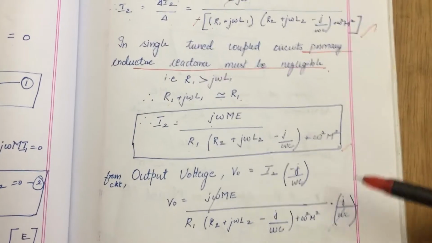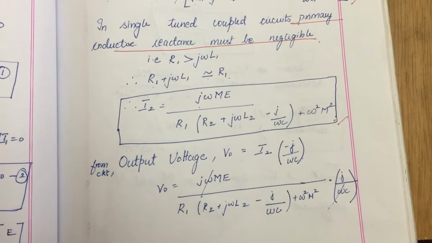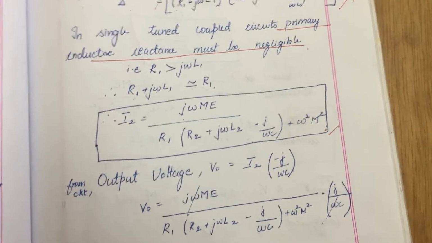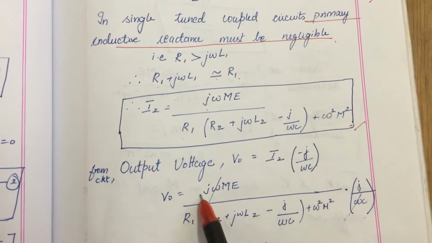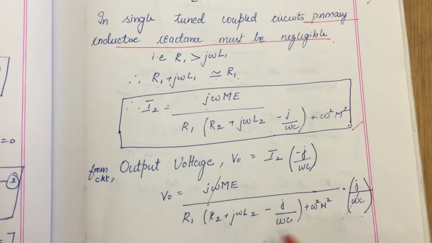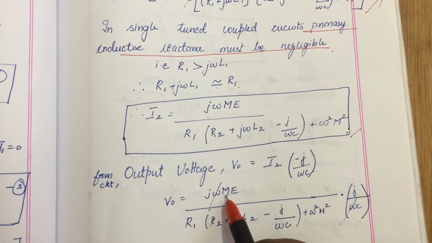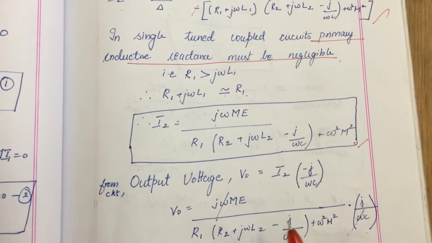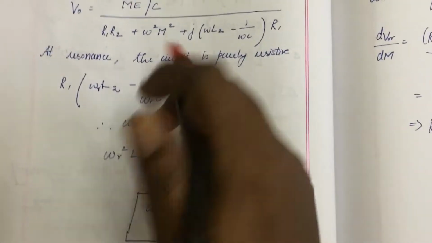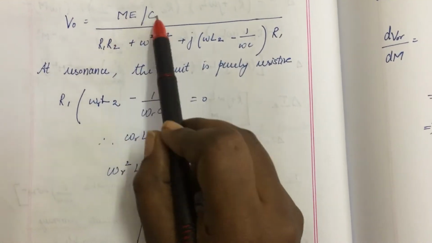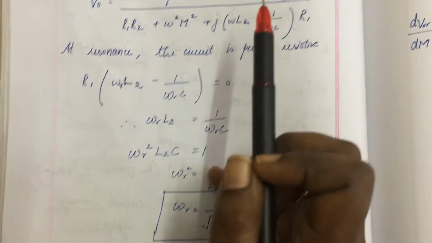V0 is equal to I2 into your capacitor term. So I have written my I2 term here, whatever I2 we have got, and my capacitor term. j and j will turn as 1, and then omega and omega get cancelled. So my numerator will become M E divided by the entire term. So we'll see how the V0 has been obtained. I have written V0 as M E divided by C, and all the remaining denominator terms I have written here.